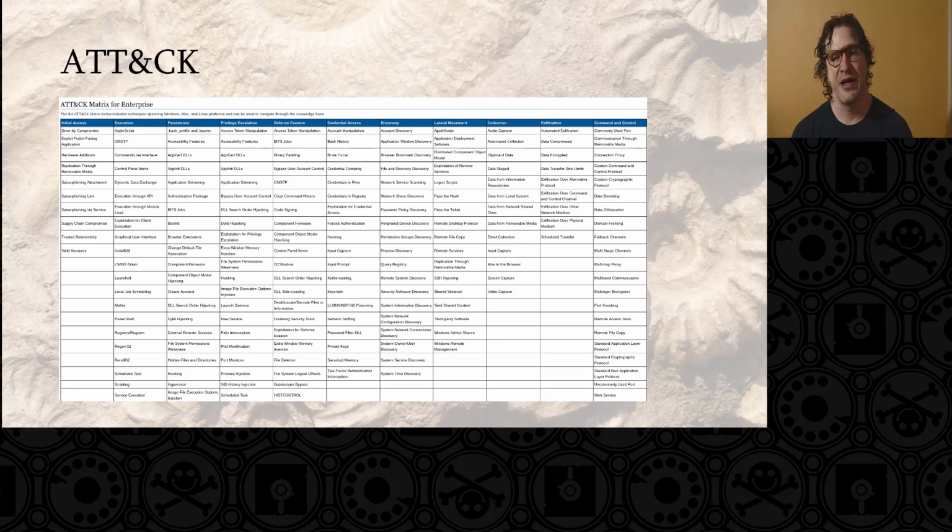This is an example of the MITRE ATT&CK framework that you've probably seen by now. It divides those categories into subcategories and explains specific TTPs, tactics, techniques, and procedures, that they'll use to perform those tasks. You'll find web shells are used for several of them. If you've not seen this, I do recommend checking out the MITRE ATT&CK framework.